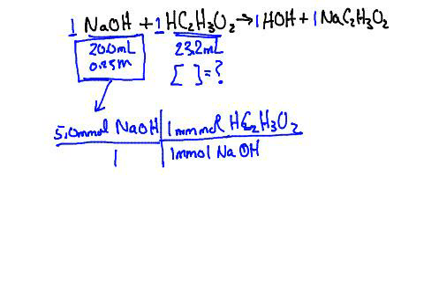HC2H3O2. Now that's the moles of acetic acid. Turned out it was a 1-to-1 ratio. And so that's, of course, 5 millimoles of acetic acid.